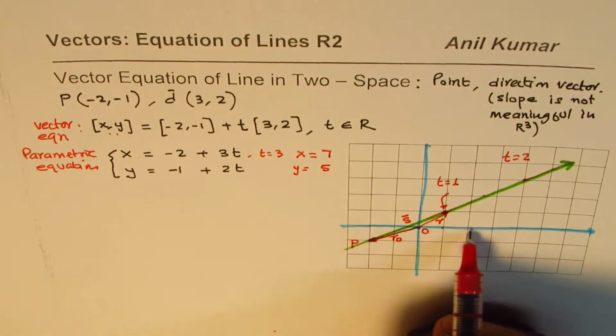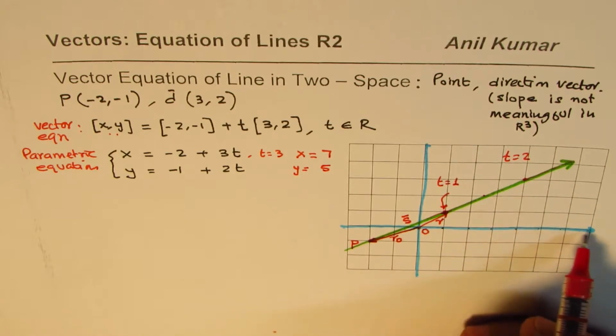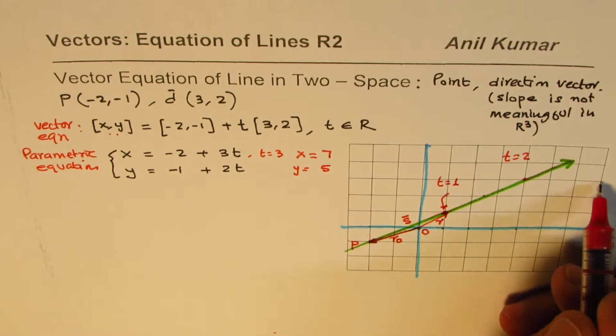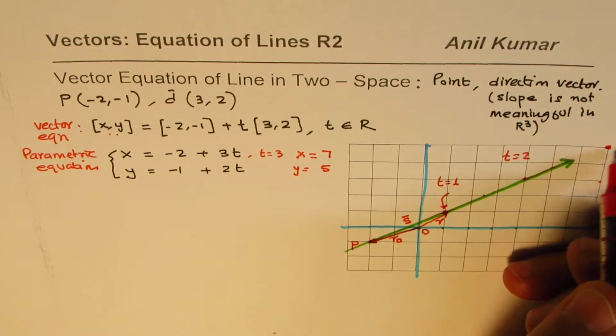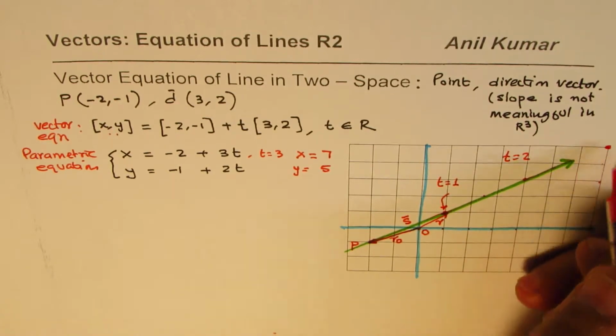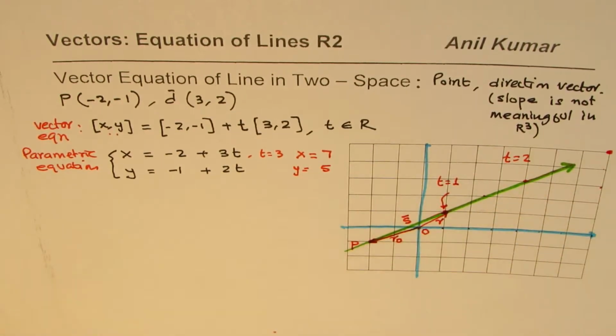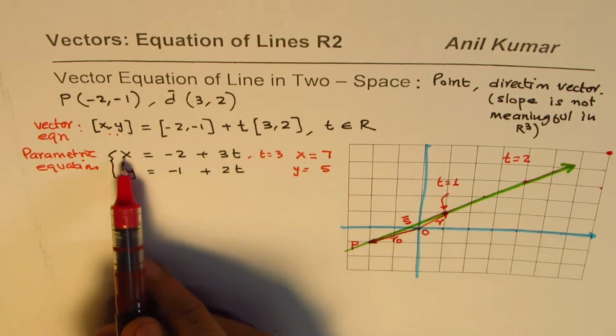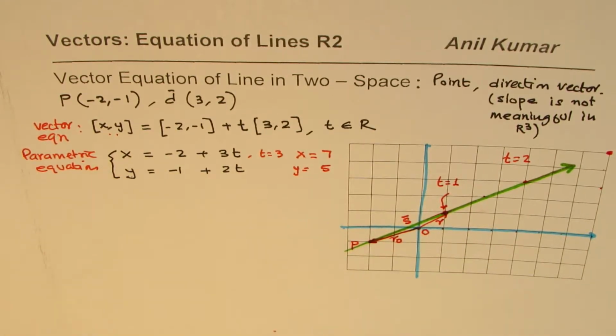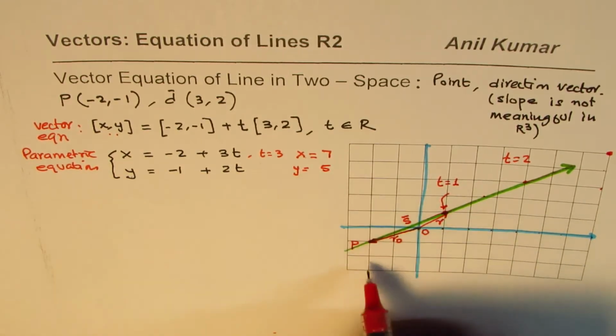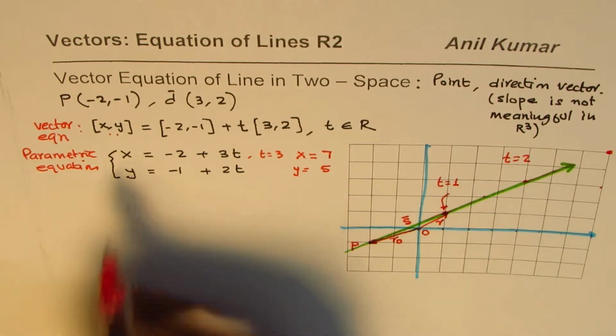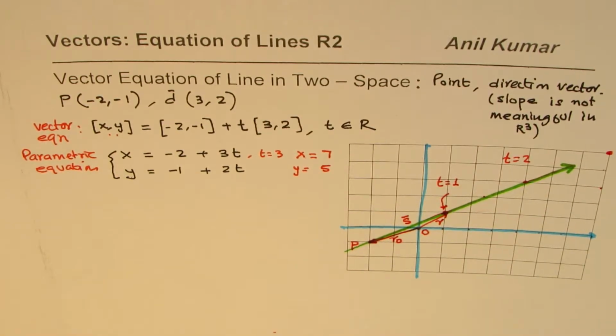So 1, 2, 3, 4, 5, 6, 7, and 1, 2, 3, 4, 5. That will be the next point on our line. Do you see that? That is how we can get more points. It gives you coordinates of x and y, a set of points on our line, and therefore it defines the equation of the line.